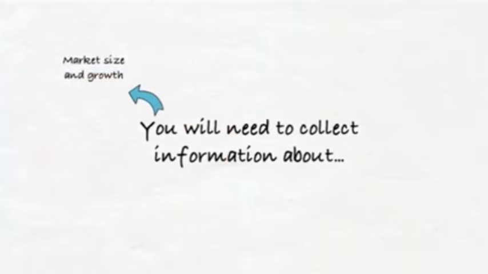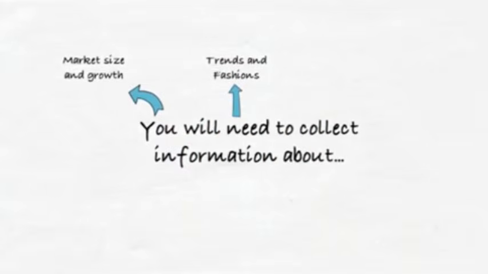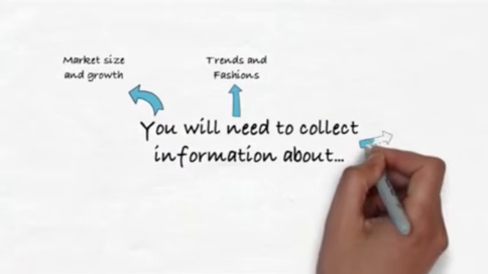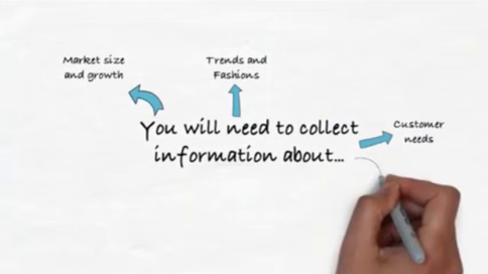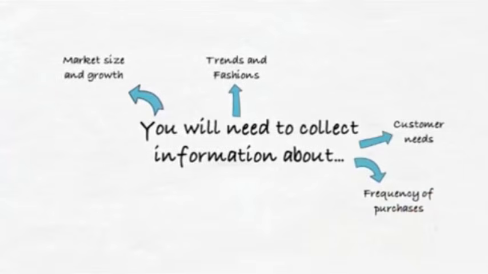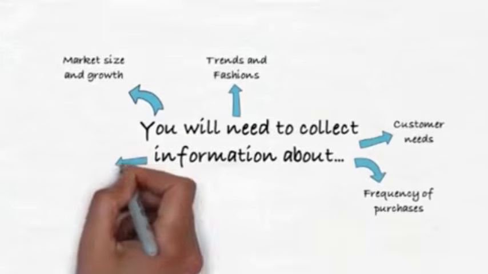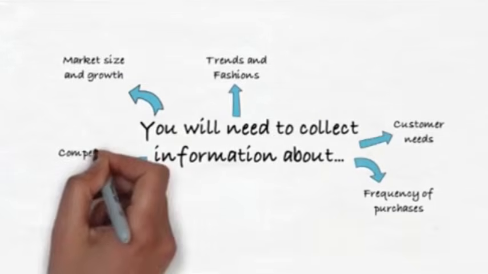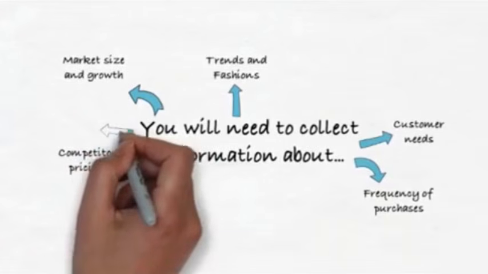Market size and growth shows how much potential the business has. Trends and fashions show what is popular. Customer needs show what the customers want. Frequency of purchases tells us when and how often people make purchases. Knowing how much competitors charge will help making pricing decisions.